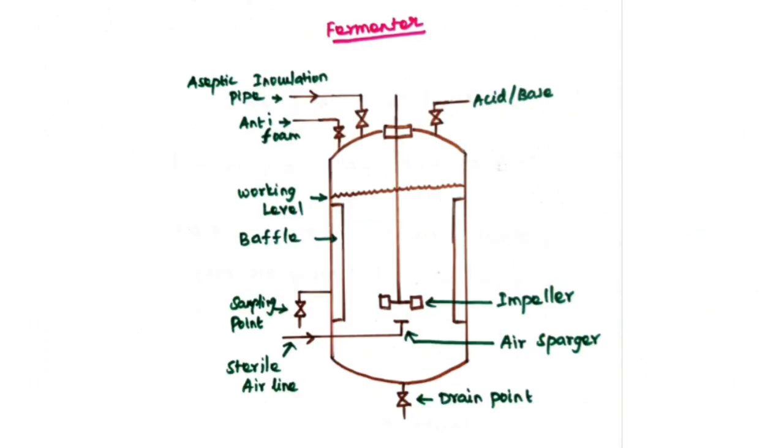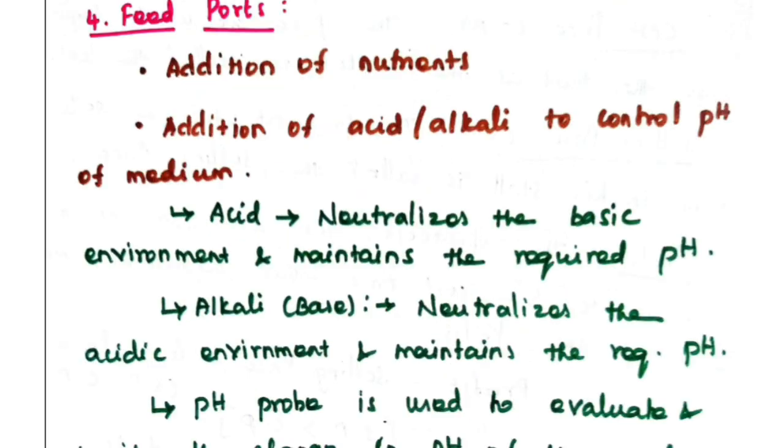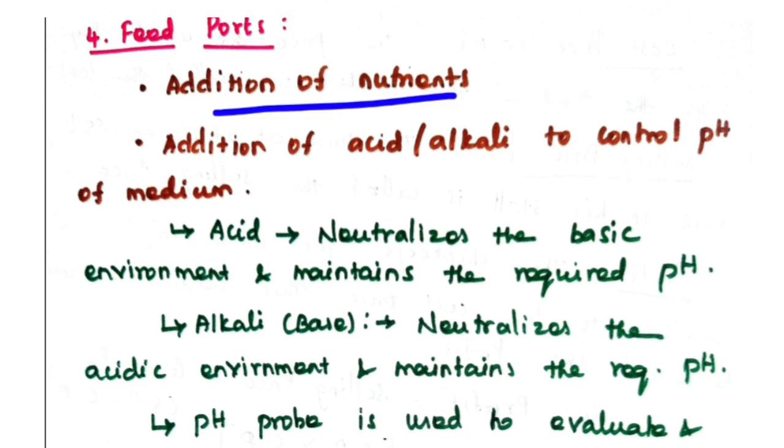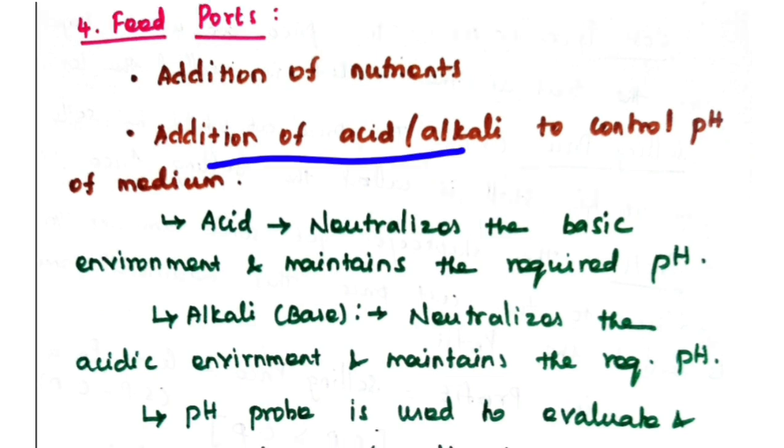So this is your anti-foam port. If your foaming sensor detects excessive foaming, then you can add your anti-foaming agents to this port, or otherwise you can use some mechanical foam breaker. It's based upon the process you are working with. Then, like the anti-foam adding port, there are some other ports which are used to add nutrients inside the fermenter. Then there will be a feed port for addition of acid or alkali to control the pH of the medium.